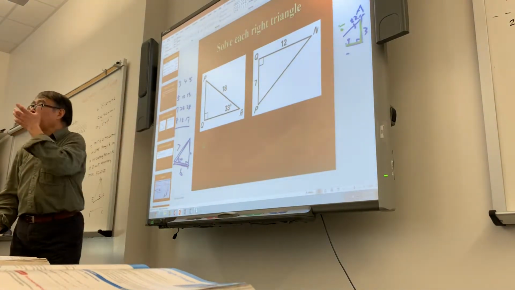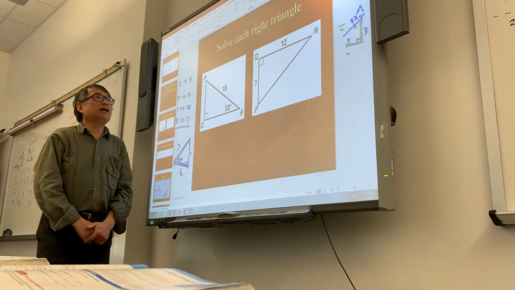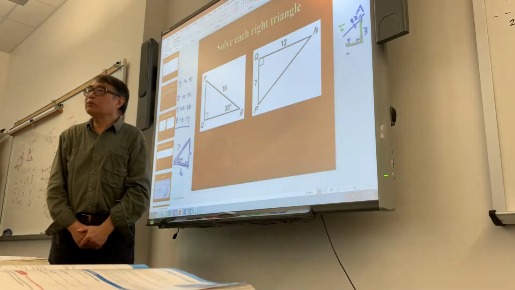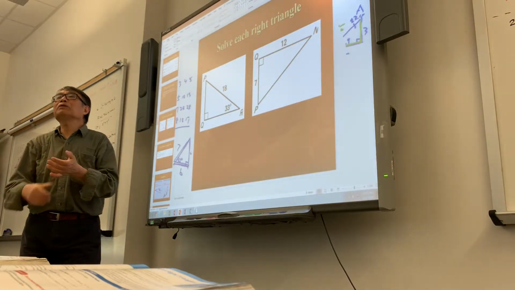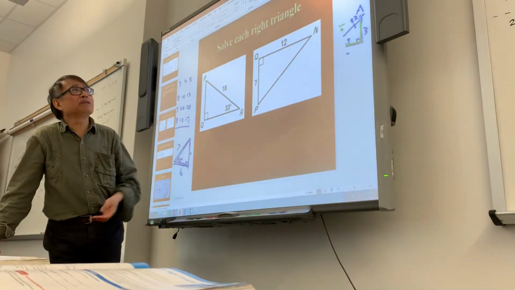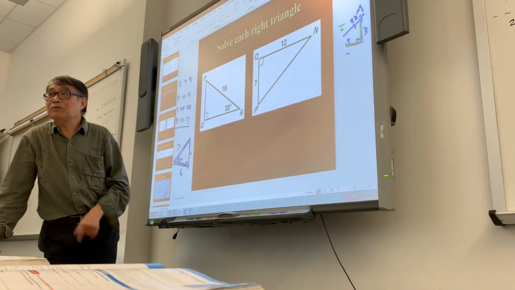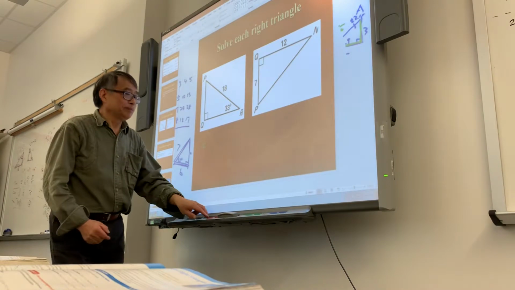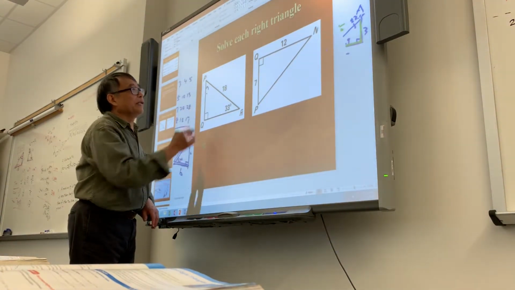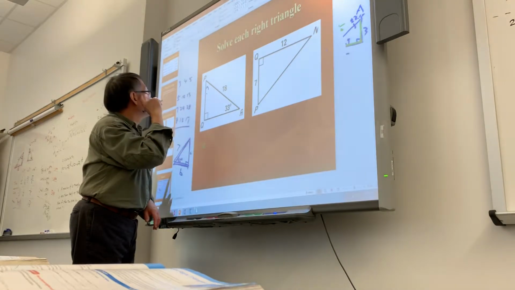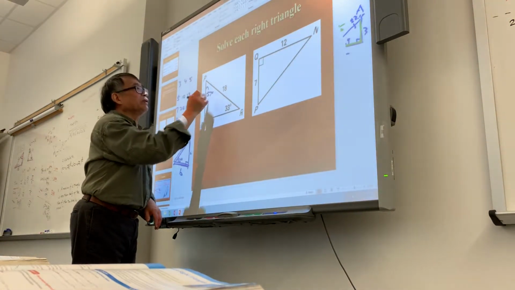First question, who has some idea how to solve? Give me some idea. Solve means find what? What does it mean to solve this triangle PQR? To find the measure of angle P. 90 minus 33, which is 90 minus 57. 57. Thank you.